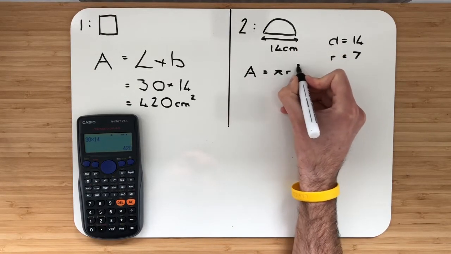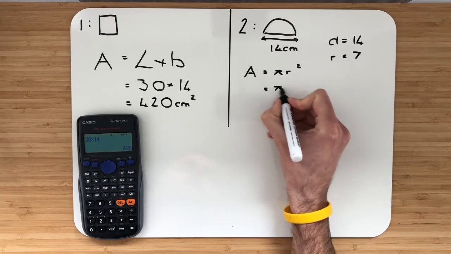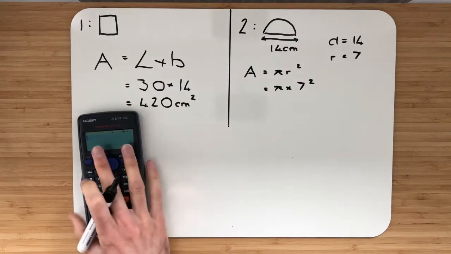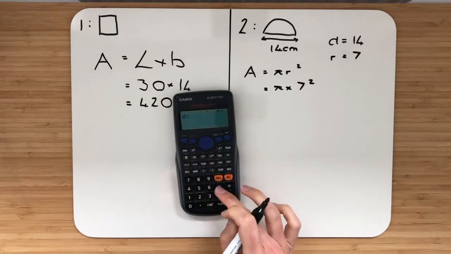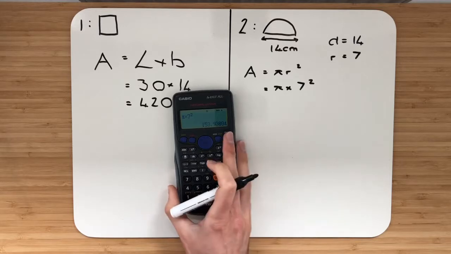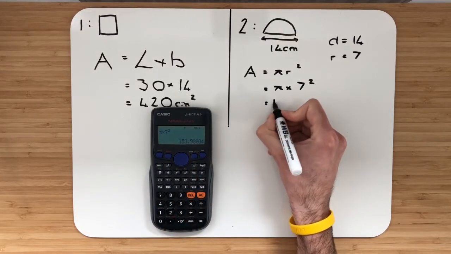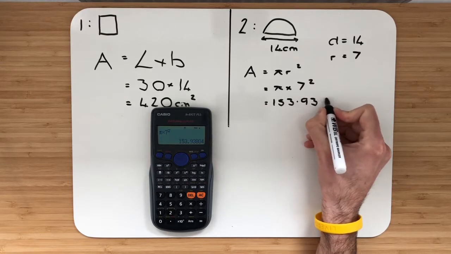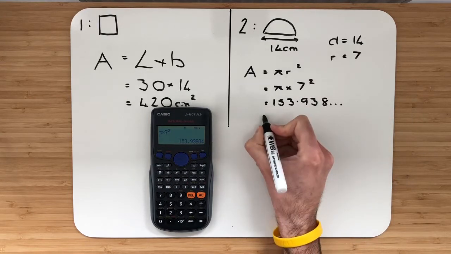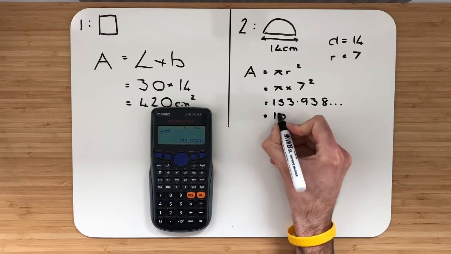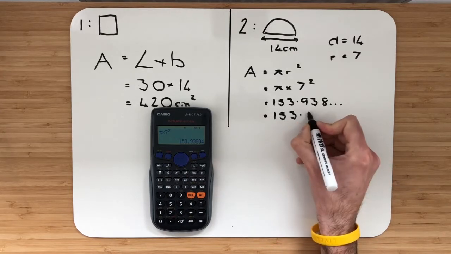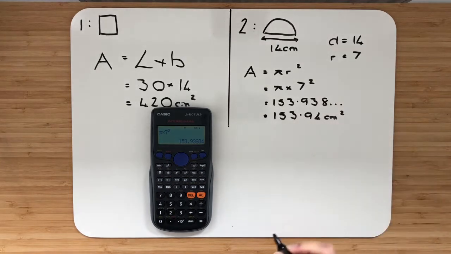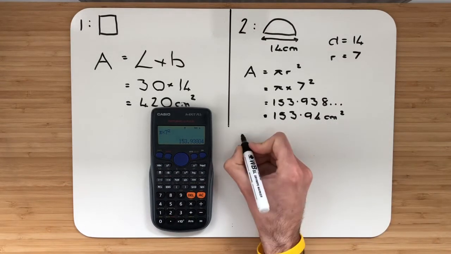First things first, let's get the area of the full circle. That's pi r squared. Pi multiplied by 7 squared. If we type this into a calculator, we're going to get an answer of 153.938. It keeps going. And again, we're rounding it to 2 decimal places unless told otherwise. 153.94 square centimetres.